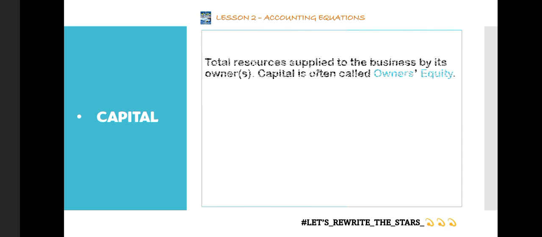So what is capital? We were made to understand that the total resources supplied to the business by its owner is referred to as capital. Because the business didn't just come on its own and get the land, the furniture, the equipment and the building, and then come on its own as a business. No, the business is not God. The business is not a magician. It is someone who set up the business.